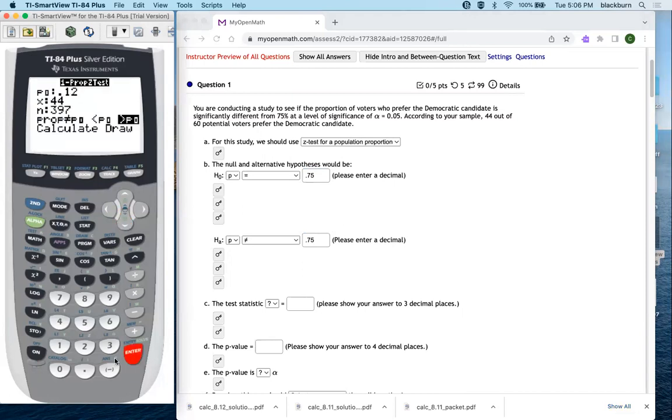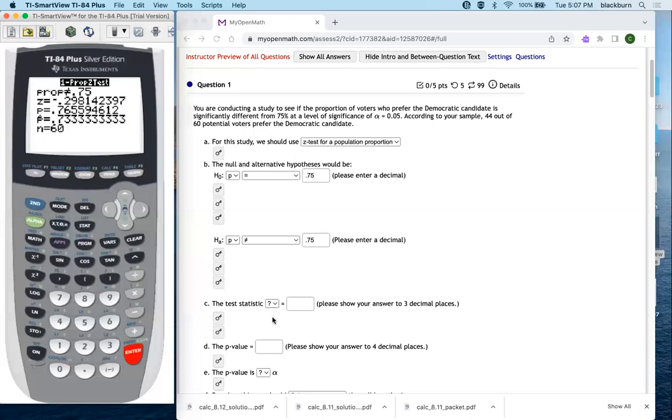So our p0 is 0.75, it just comes from right there. And then your test statistic, well, let's see, we've got to do that. And then your x value is going to be 44. And then your n value is 60. And then you're doing a does not equal. The alternate hypothesis is does not equal. All right, and then calculate.